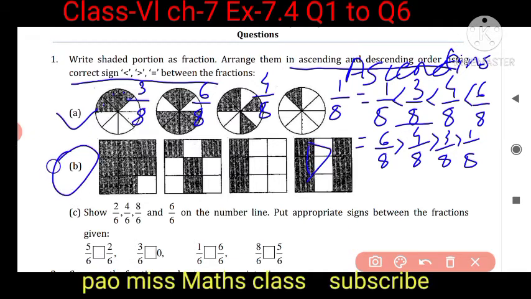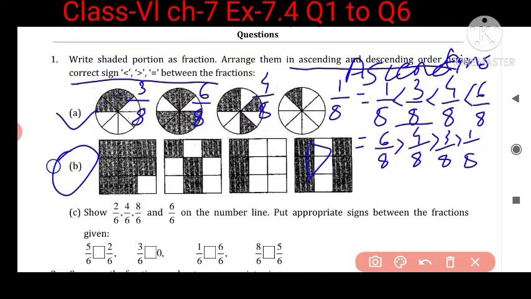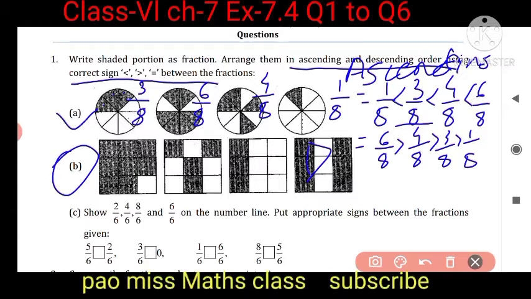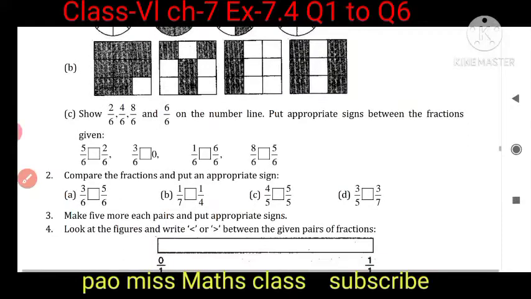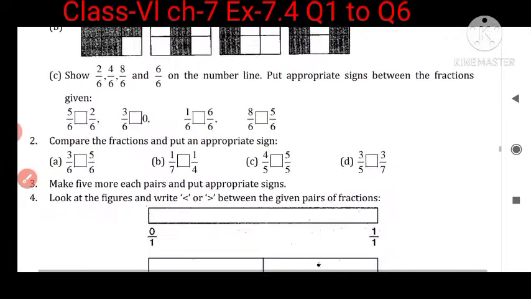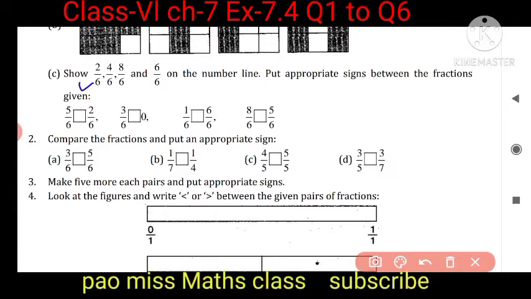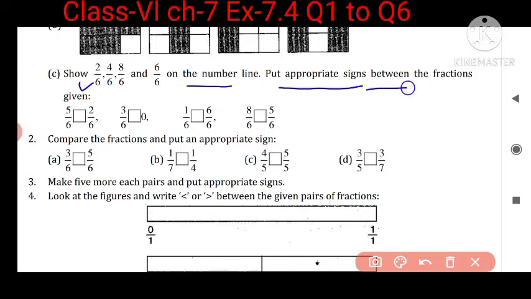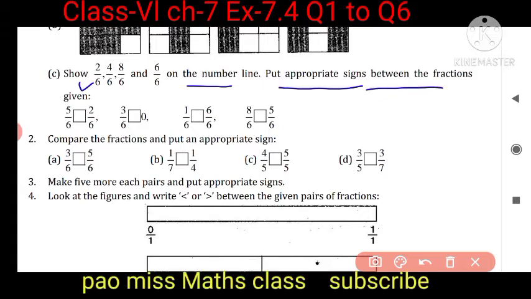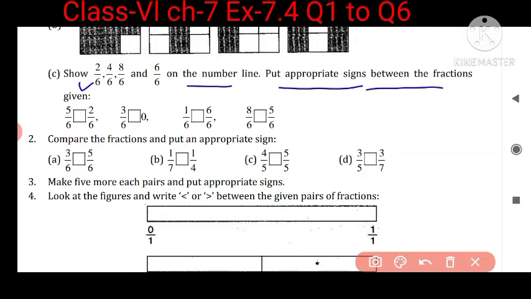So this second question, B question, will be your homework. B question will be your homework. So now come to question number C. Question number C is given: 2 upon 6, 4 upon 6, 8 upon 6 and 6 upon 6 on the number line. Put appropriate sign between the fractions given. On the number line we have to draw and also put the appropriate sign here.